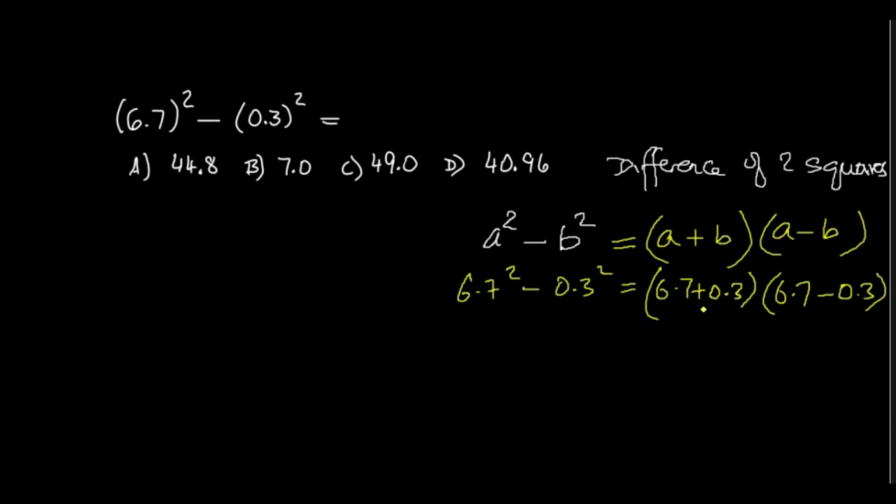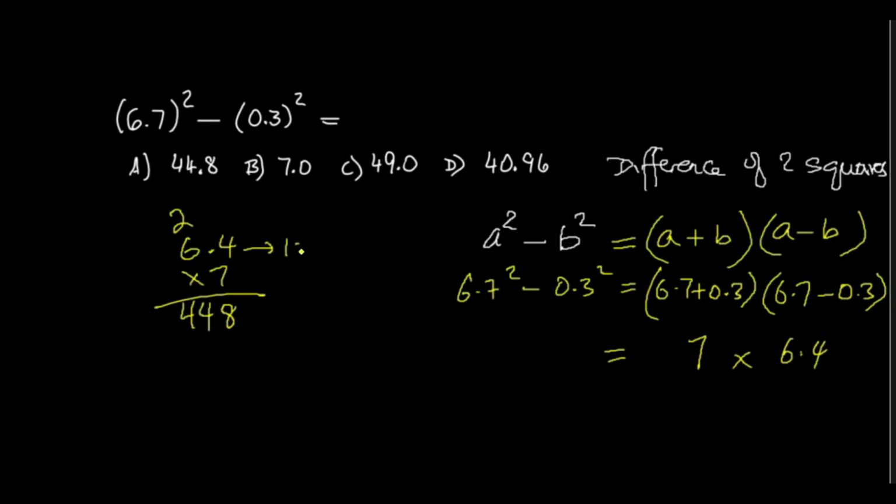Now, of course, you can easily see what this is going to be. 6.7 plus 0.3, you can see that it's going to be 7. And 0.3 off of 6.7, we can see that is 6.4. I mean, you can add this and see. All right, easily added. So 6.4 multiplied by 7. Let's look at it. 7 fours, that's 28. And 7 times 6 is 42, plus 2, 44.